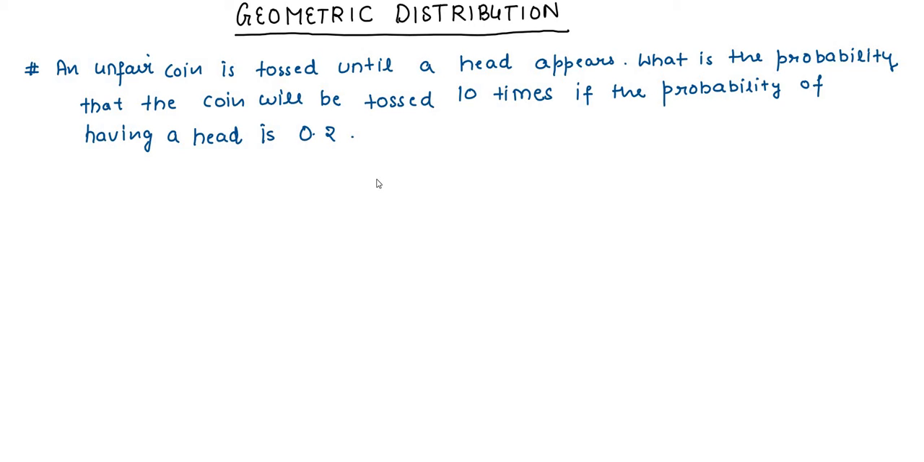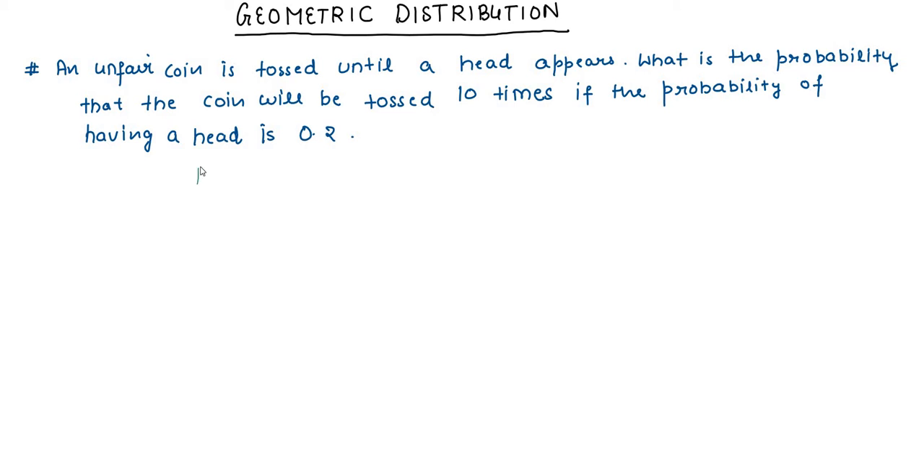In this video, we will look at some of the problems of the geometric distribution. The first problem we have is that an unfair coin is tossed until a head appears. What is the probability that the coin will be tossed 10 times if the probability of having a head is 0.2? So this is not a fair coin, this is an unfair coin. What this question is asking is, what is the probability that the head will appear in the 10th toss?